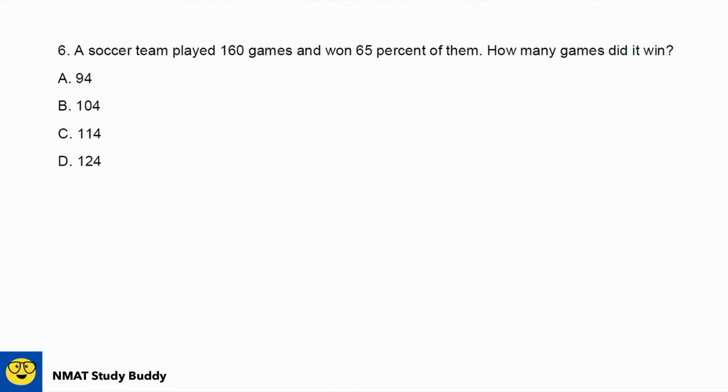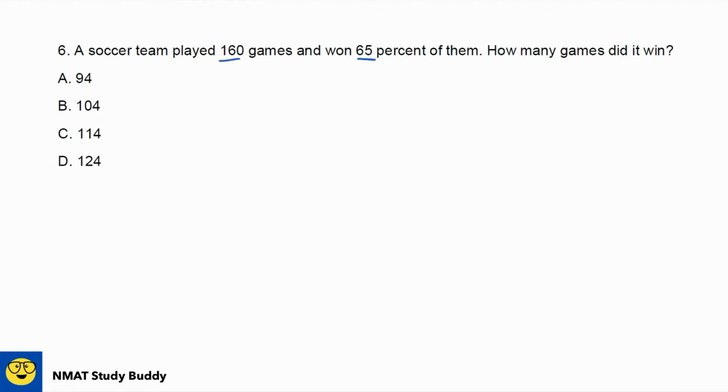Number 6. A soccer team played 160 games and won 65% of them. How many games did it win? So, for this kind of problem, kukunin mo lang yung 65% ng 160 games. So, magagawa mo yun by multiplying 0.65 times 160.